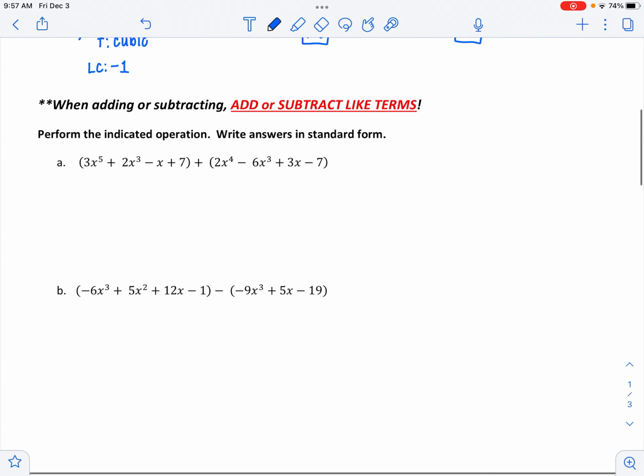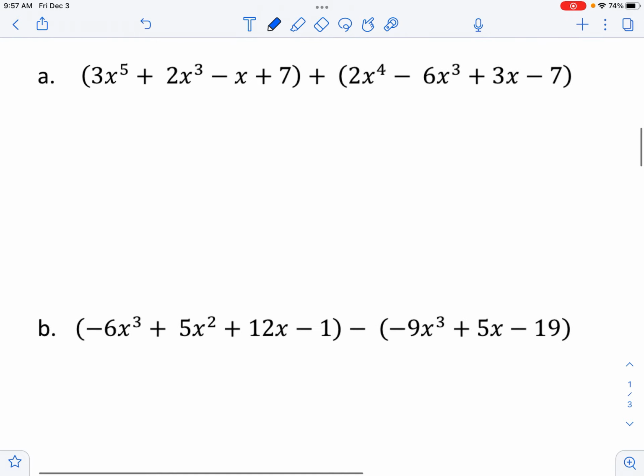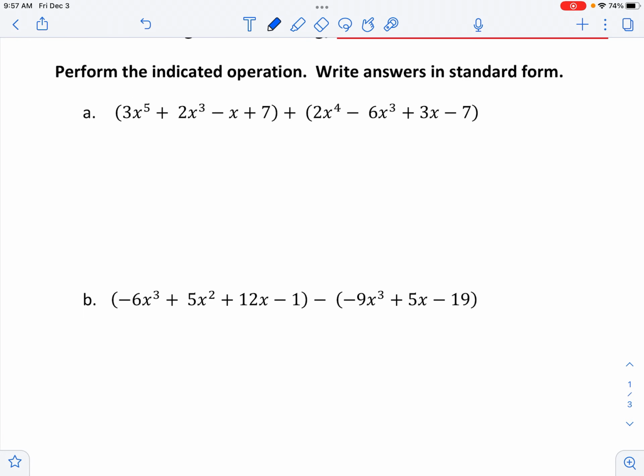All right. So the first thing that's going to happen here is adding and subtracting polynomials. It says, when adding or subtracting, add or subtract like terms. Perform the indicated operation, write answers in standard form. First thing I like to look at is what's happening. This is addition, so all I have to do is combine like terms. And you want to write it in standard form like it says, so we want to start with the highest exponent.